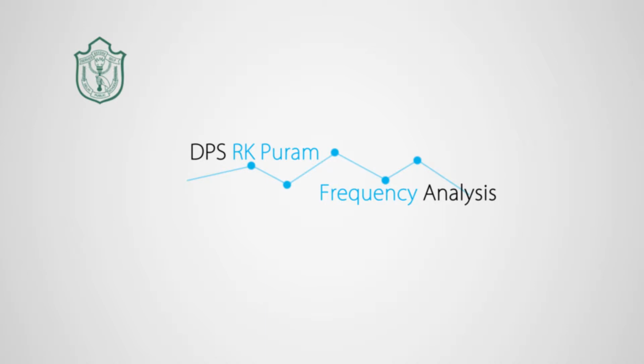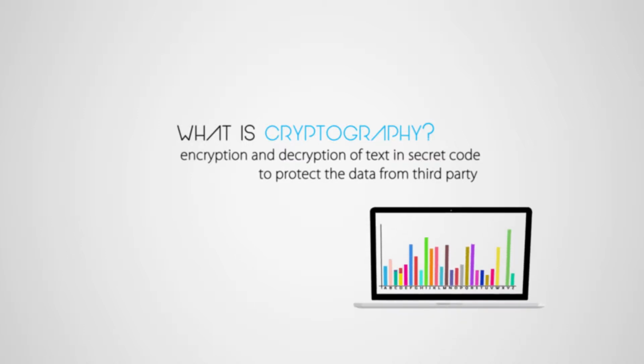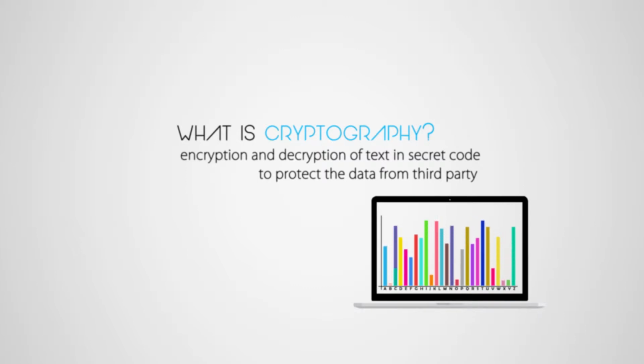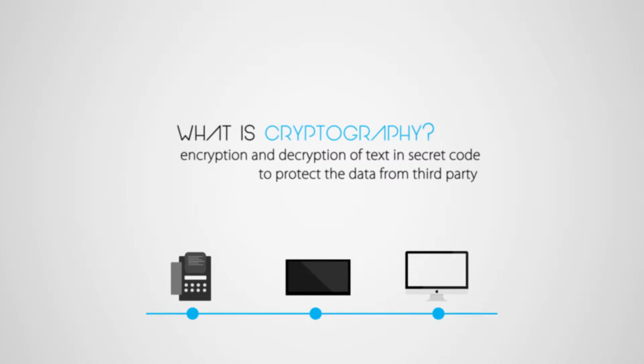Frequency analysis. What is cryptography? Cryptography is the practice of encryption and decryption of text in secret code to protect the data from third party. Modern cryptography involves a study of mathematics and computer science. The principles of cryptography are today applied to the encryption of fax, television, and computer network communications.